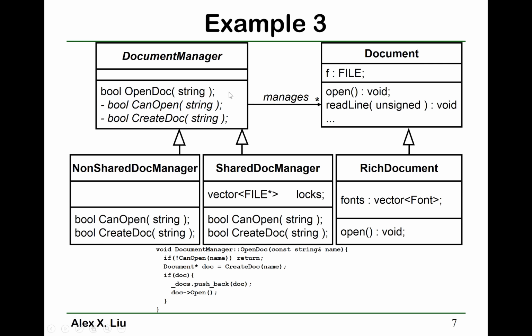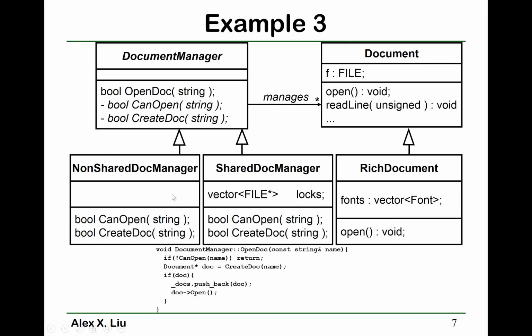And also we have this document manager class. In this document manager class, we have this template algorithm, which is called OpenDoc. The algorithm is pretty simple. If I cannot open it, then I return, and if I can open it, then I open it. Then I create the doc. This document manager has 2 derived classes. One is for non-shared documents, and another is for shared documents.